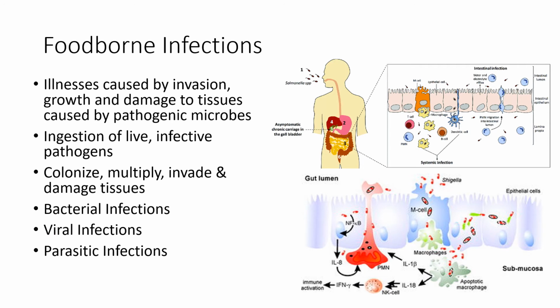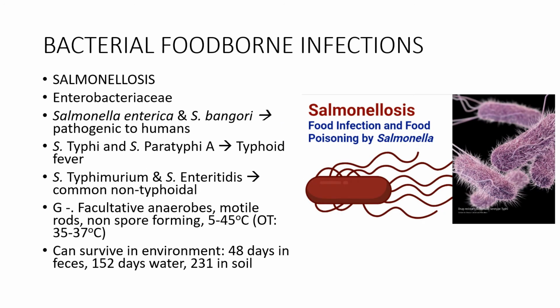they may be bacterial, viral, or parasitic infections. So first on the line of your bacterial foodborne pathogens is Salmonella, or the disease salmonellosis. It is a member of your Enterobacteriaceae. And there are actually just two species that are pathogenic to humans here, Salmonella enterica and Salmonella bongori.